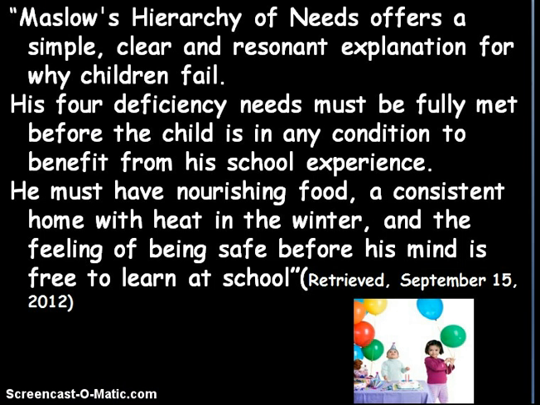Maslow's hierarchy of needs offers a simple, clear, and resonant explanation for why children fail. His four deficiency needs must be fully met before the child is in any condition to benefit from his or her school experience. He or she must have nourishing food, a consistent home with heat in the winter, and the feeling of being safe before his or her mind is free to learn at school.